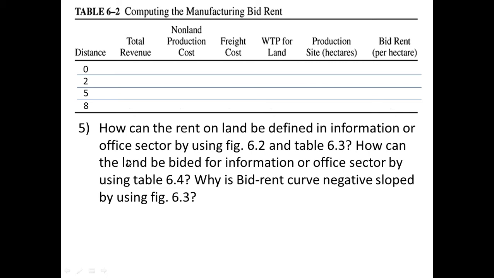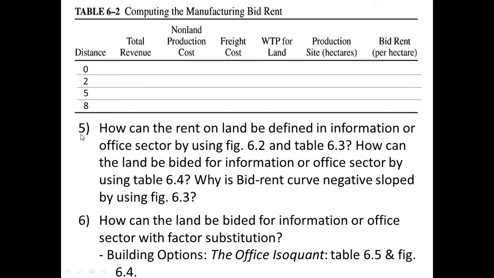How can the land be bidded for information or office sector? By using table 6.4. Based on table 6.4, explain how land is bidded for use as an office. Why is the bid rent curve negatively sloped? By using figure 6.3. So we have these question marks for question number 5. Question number 6.